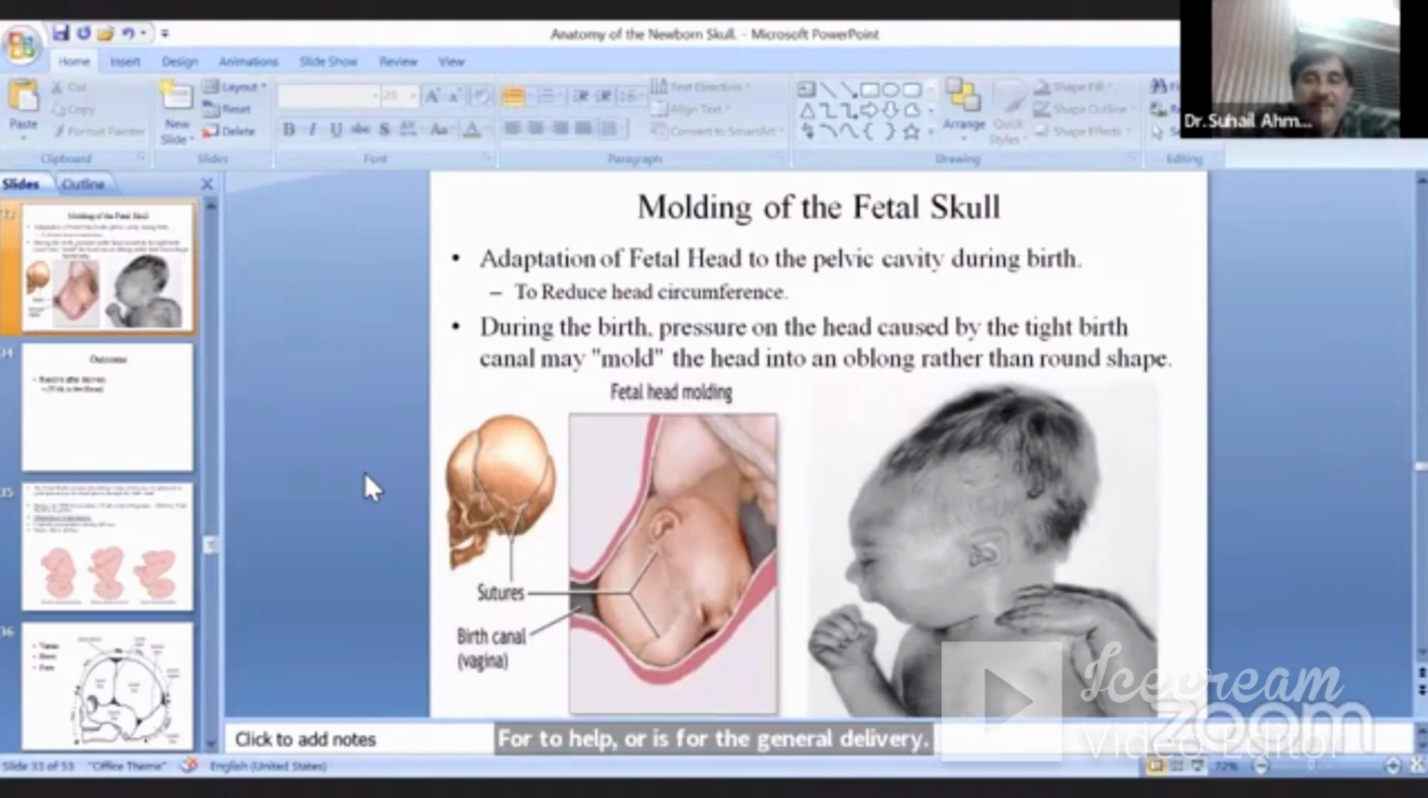So adaptation of the fetal head to the pelvic cavity during birth reduces the head circumference. During the birth, the pressure on the head caused by the tight birth canal may cause the molding. To mold means to change the shape of the head into an oblong rather than a round shape. As the picture shows, there is the birth canal and the molding of the head. And the second picture also shows the molding of the head.